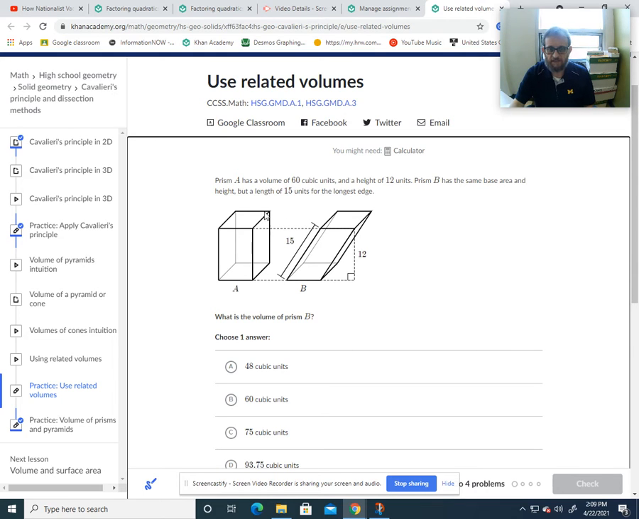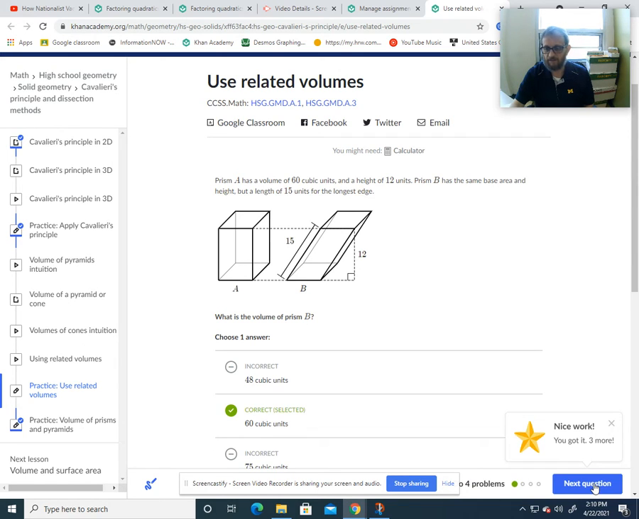So if they tell me this volume has 60 cubic units, prism A has a volume of 60 cubic units. Prism B has the same base area and has a height, but a length of 15 units on the longest edge is irrelevant. This is also 60 units.